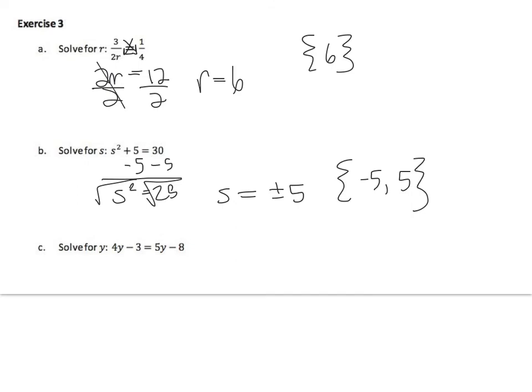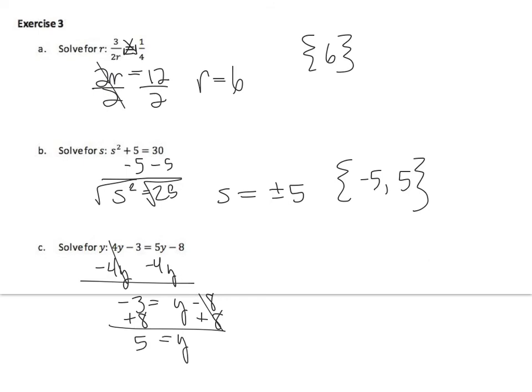Finally, I'm trying to solve for y, so I'm trying to get y all by itself. I'm going to subtract 4y from both sides. I'm left with negative 3 equals y minus 8. Add 8 to both sides. y equals 5. And we see our solution set. That's beautiful squiggly, isn't it?